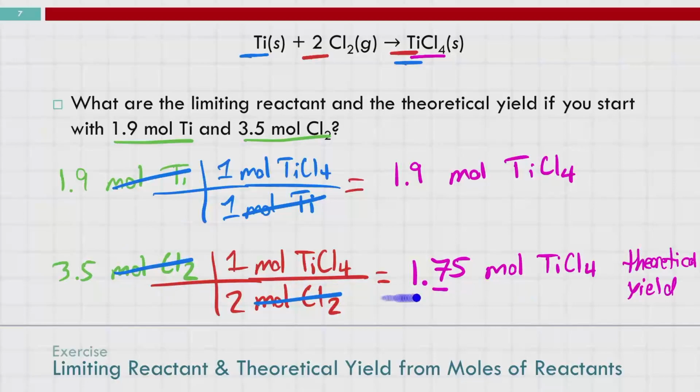The chlorine runs out when we make 1.75 moles titanium 4 chloride. The titanium can make up to 1.9 moles, but that's assuming we have enough of the other thing, which we know because of the second calculation, we do not. So we would have a little bit of extra titanium left over. Our chlorine, though, is going to run out. So Cl2 is the limiting reactant. Questions?